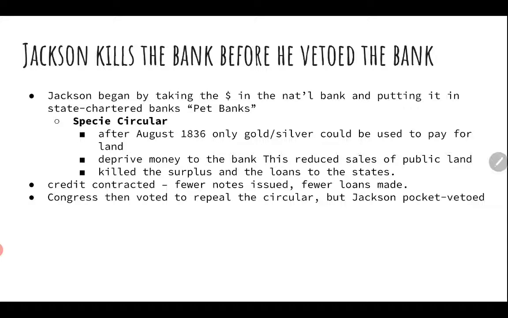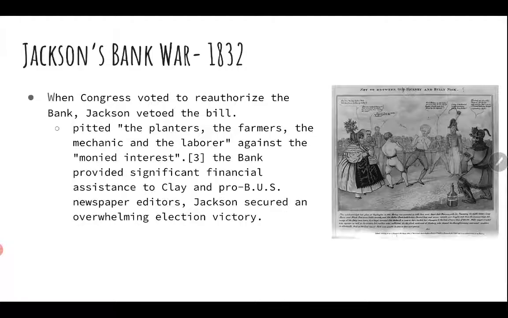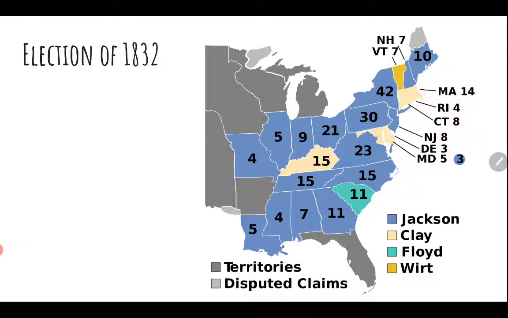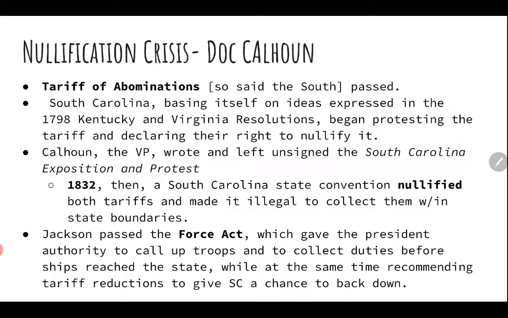And Jackson is going to pocket veto, there's another thing called the specie circular. He's also going to veto that. So essentially, not only is he vetoing the bank, but he's also starving the bank. And that is his fight, right? That is his big fight against the bank. So in the election of 1832, he wins hands down, and he kills the bank dead.